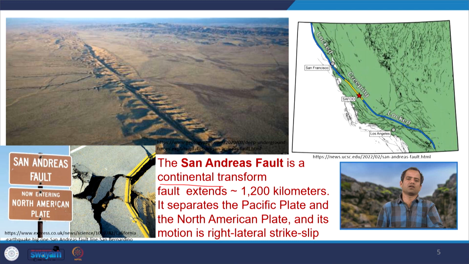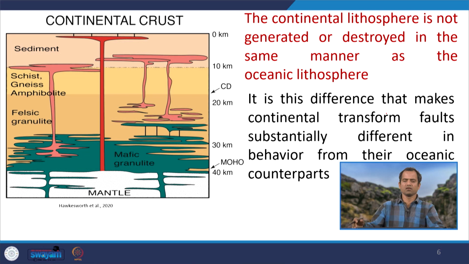Now, talking about the San Andreas fault, it is a continental transform fault around 1200 kilometers in length, and it separates the Pacific plate from the North American plate. It is a right lateral strike-slip fault, that means it is a dextral fault. The continental lithosphere is not generated or destroyed in the same manner as the oceanic lithosphere.